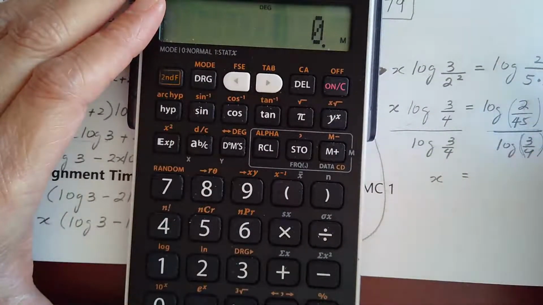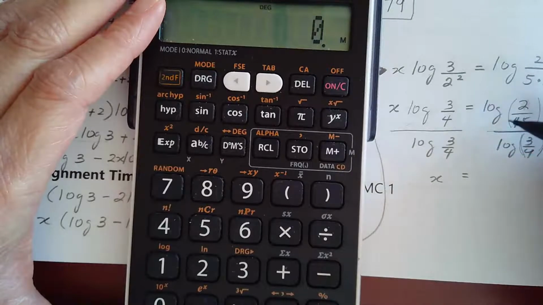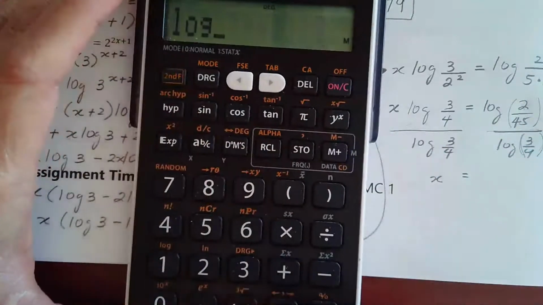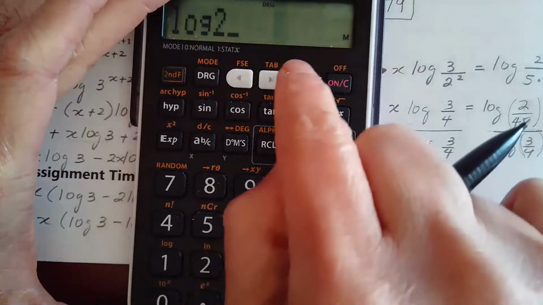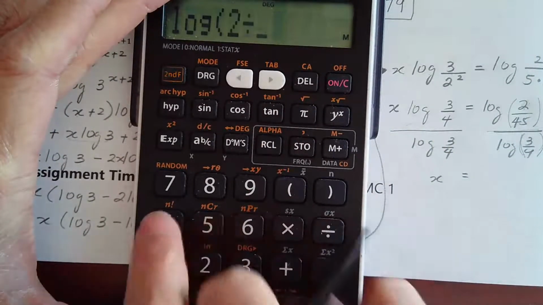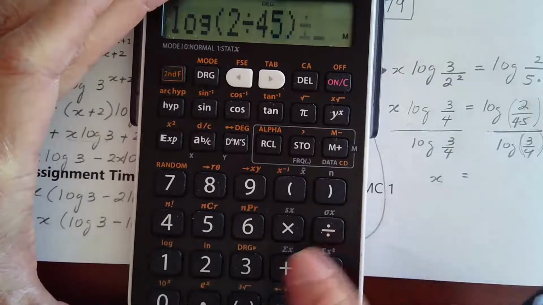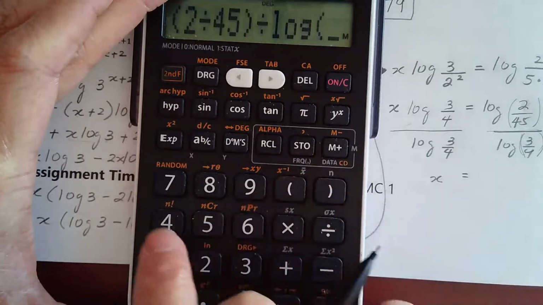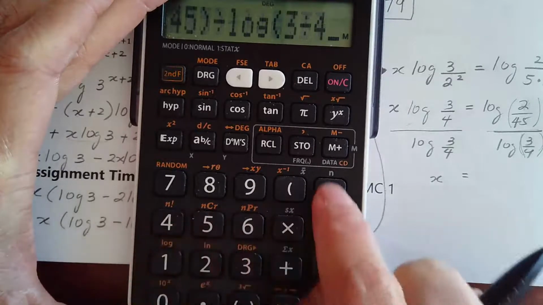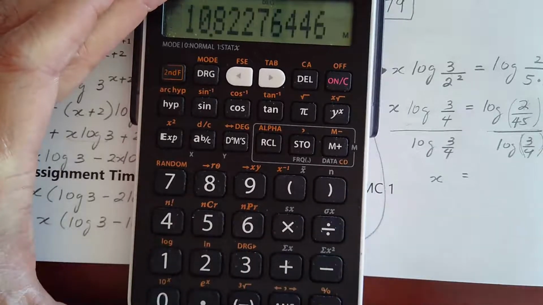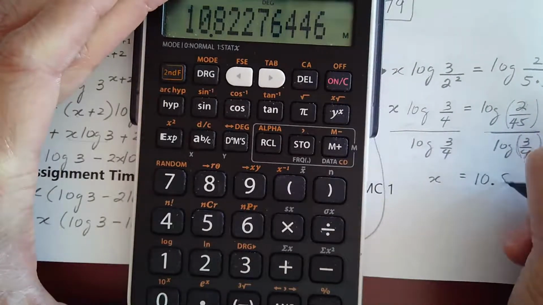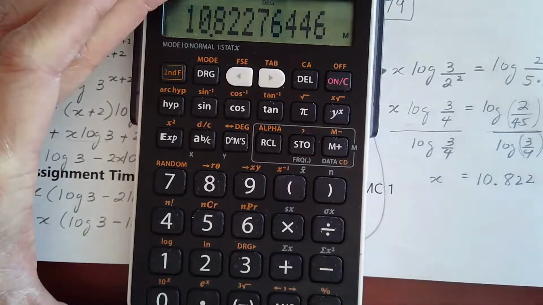I want to tell my calculator I want to take the logarithm of 2 divided by 45. Log of 2, brackets 2 divided by 45, divided by log of 3 divided by 4. And I got the answer of 10.822.